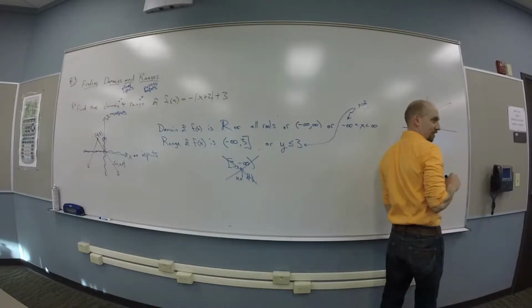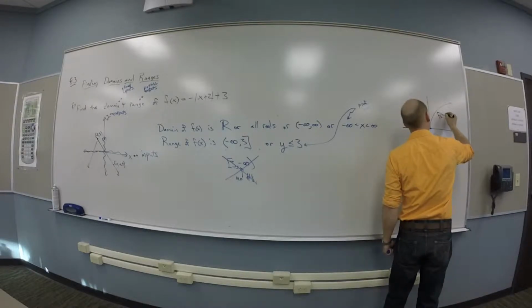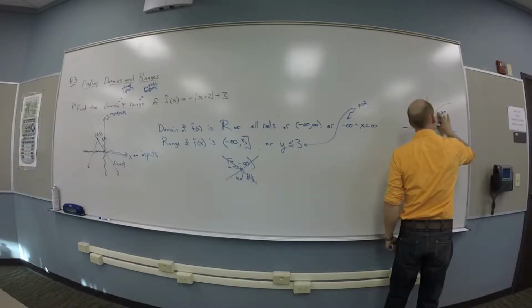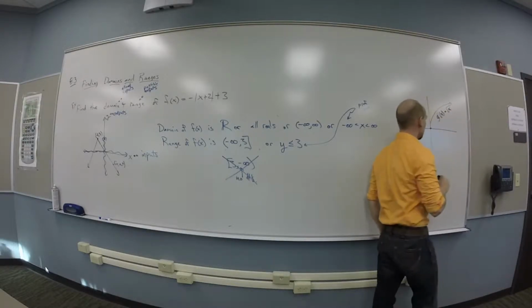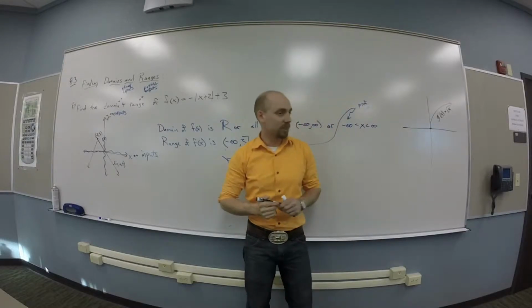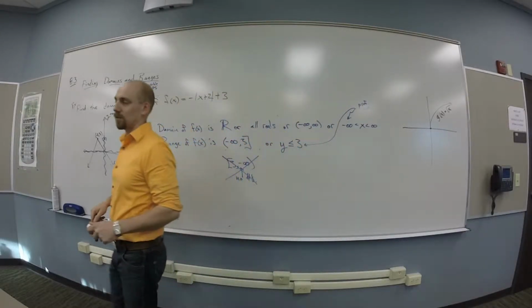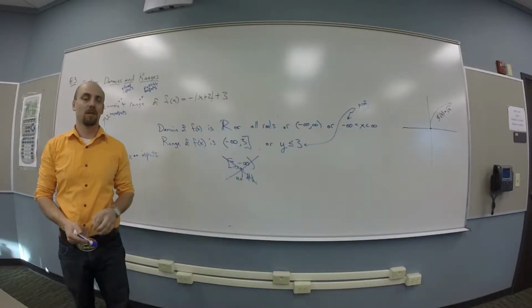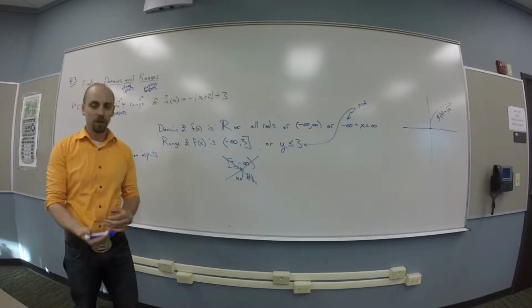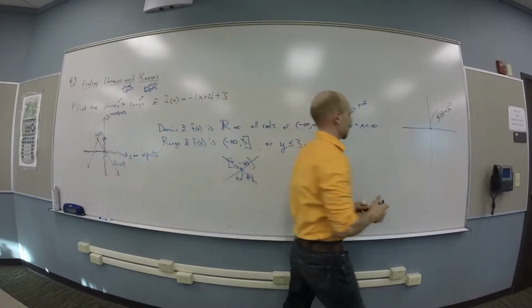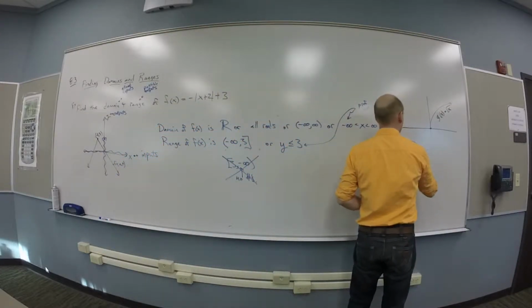Here's another one. I guess I should call this something other than that. Let's call it g. So let's say this is a picture of g of x is square root x. Okay. What are the domain and range for this thing?